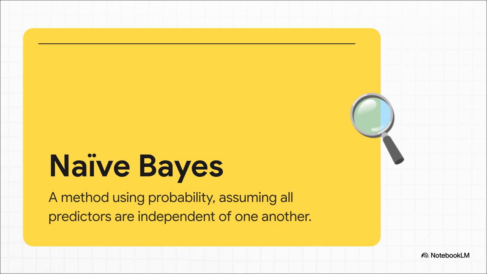This brings us to a super popular and powerful method called naive Bayes. It uses probability to make its guess, but it has this one big, kind of funny assumption, and that's where the naive part comes in. It assumes that all our predictors, outlook, temp, humidity, and windy, are completely independent of each other. Now, we know in the real world that's not quite true, right? But making this simple assumption makes the math way easier. And, surprise, it works incredibly well.